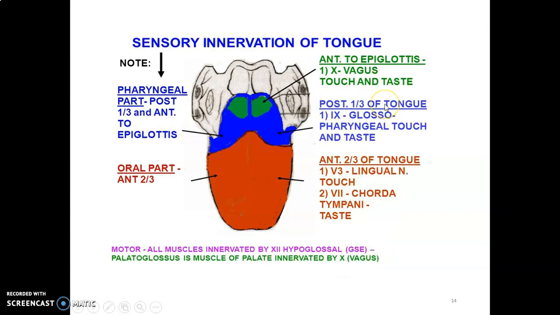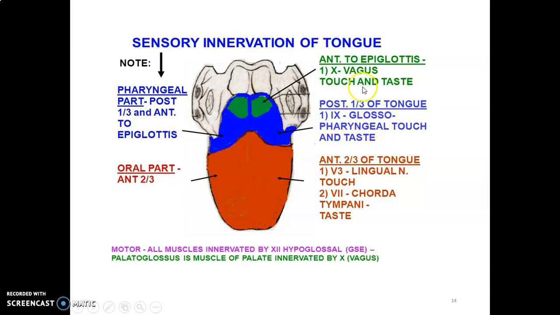What's the sensory innervation of the tongue? This is based on the embryonic origin. Remember, the tongue is able to sense taste, which is special sensation, but it is also able to feel pain and temperature, that's general sensation. So anterior two-thirds of the tongue, special sensation is by chorda tympani of facial, but general sensation is by lingual from mandibular of trigeminal. Posterior third, both special and general sensation are from glossopharyngeal.